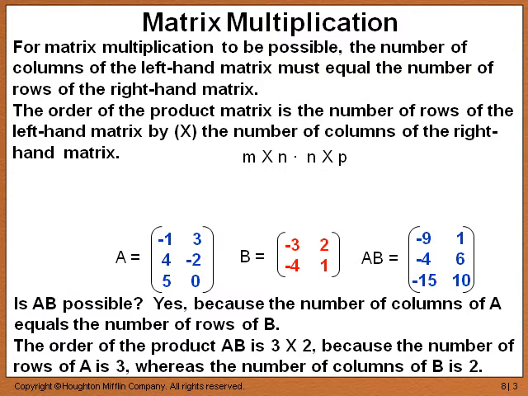And the order of the product shown here, AB equals negative 9, 1, negative 4, 6, negative 15, 10. The order of the product AB is 3 by 2 because the number of rows of A is 3, whereas the number of columns of B is 2. And those determine the order of the product matrix. So by the definition, that would be an order of M by P.